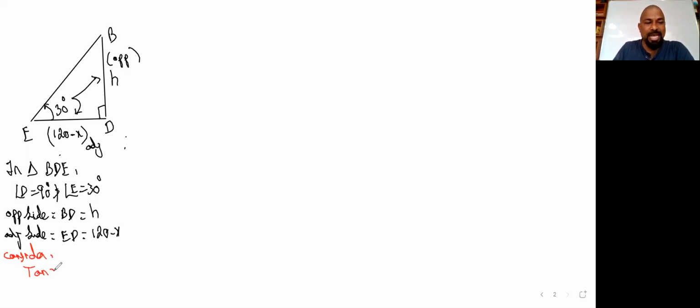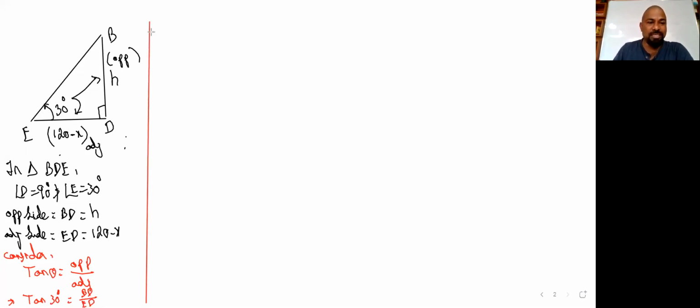So consider tan theta. Tan theta is nothing but opposite by adjacent. Now let us substitute the values there. What is the angle given to us? It's tan 30 degrees. If you go by the labels, it's nothing but BD by ED. Now let us substitute the values.